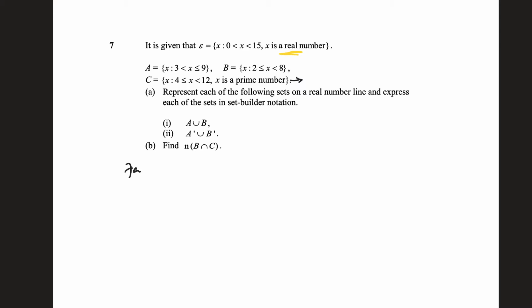So 7a, represent each of these sets on a real number line and express each of the sets in set builder notation. Okay, so let's get a real number line. And we can see the universal set goes from 0 to 15. So let's just do that. Of course, I'm sketching here, but on paper, it would be good if you actually drew it out nicely and made sure that the interval between each number is the same.